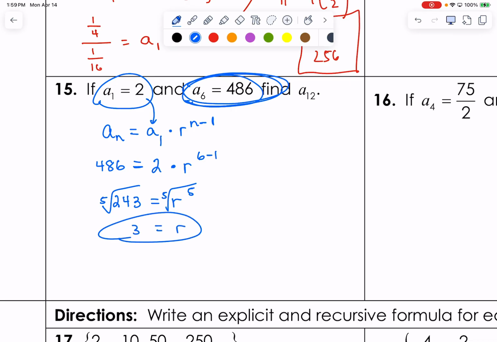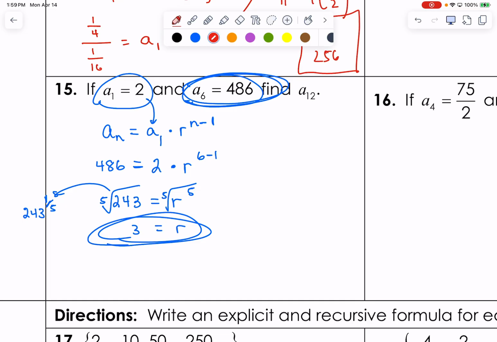Now, here's what I want you to know. The fifth root is really 243 to the 1/5 power. Type in 243 to the 1/5 power. Please do it with me. Same thing. You should have learned that in pre-calc A. That's unfortunate because you should have.